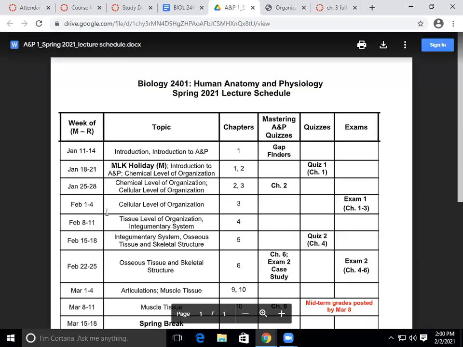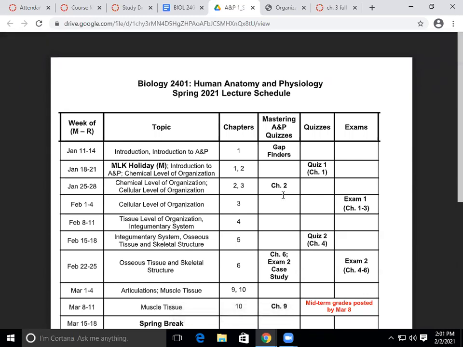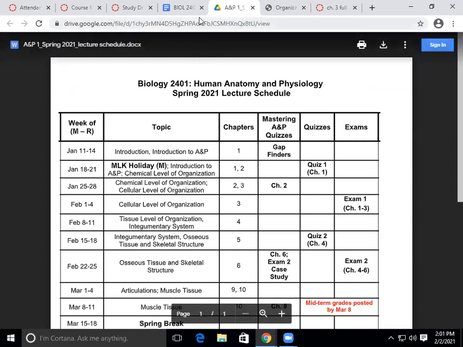So we are in the week of February 1st through the 4th, finishing up cellular level of organization this week. We'll have exam one. You can take it on Honorlock on your own time between now and Friday. We probably won't finish the chapter until next class, so you might want to wait until after then to take it.